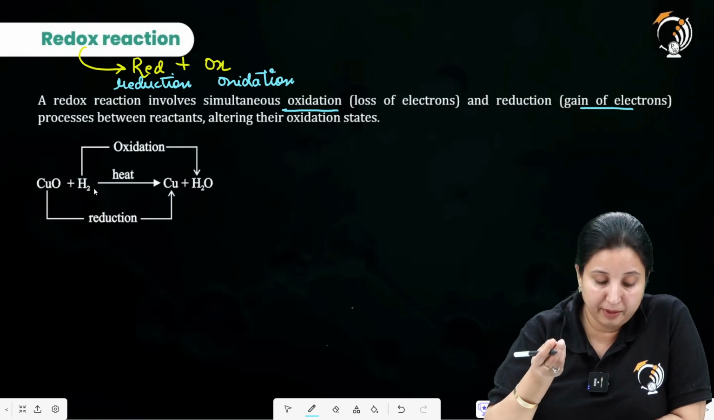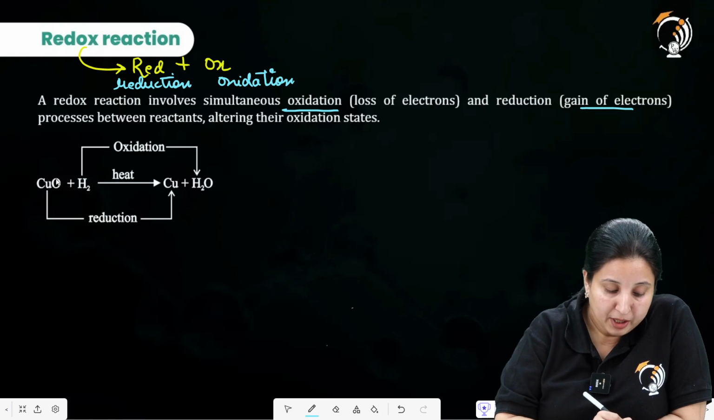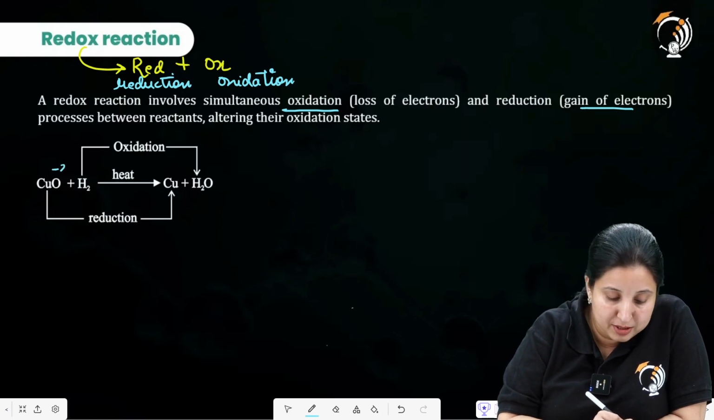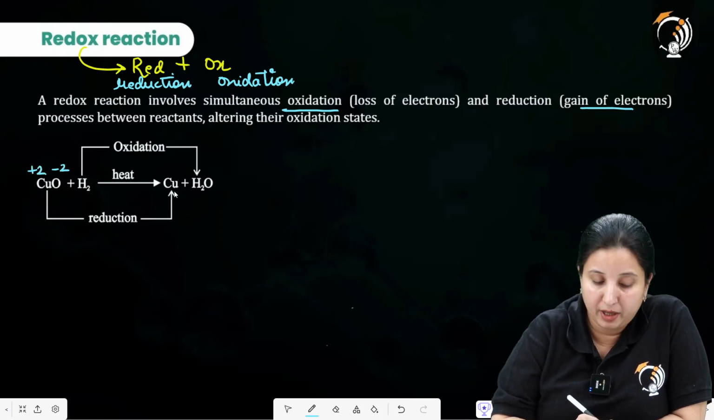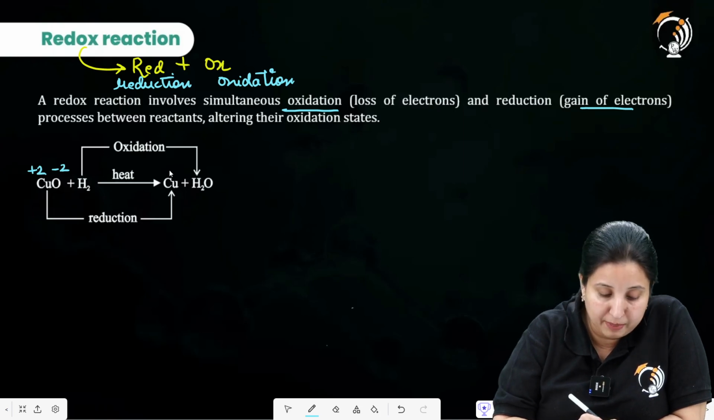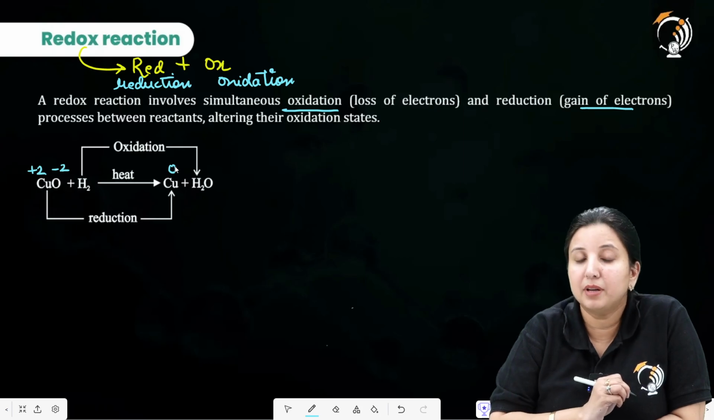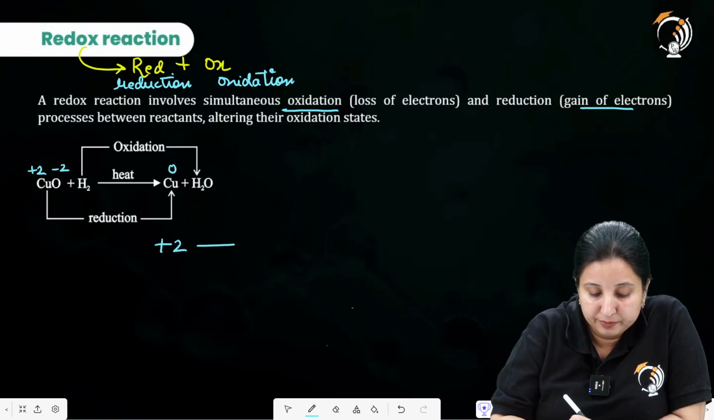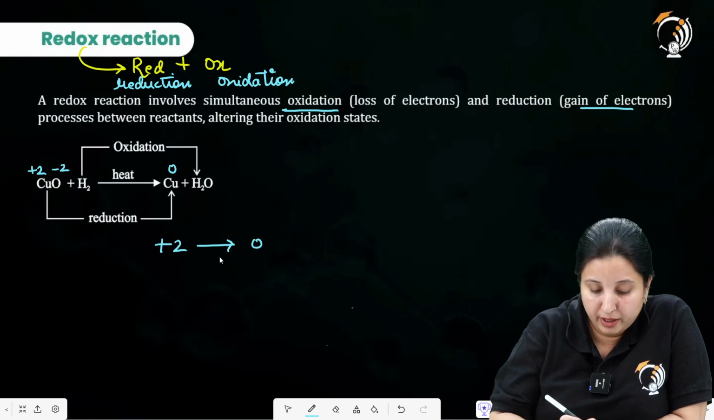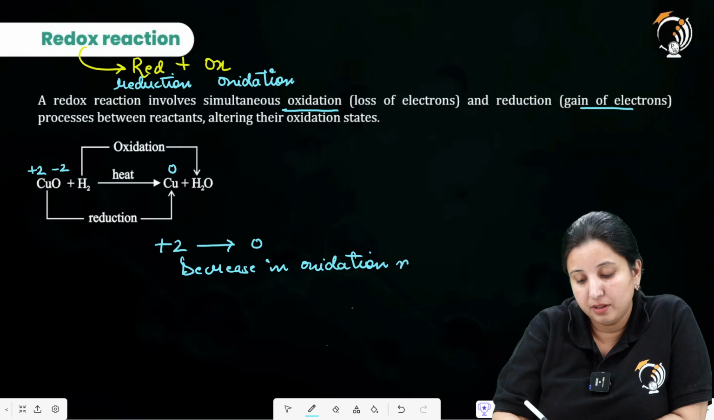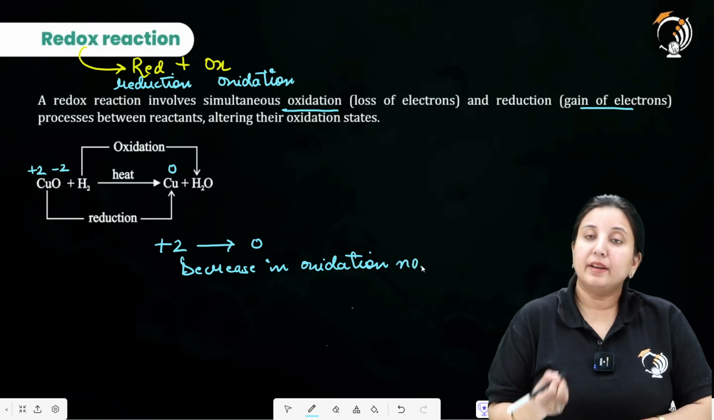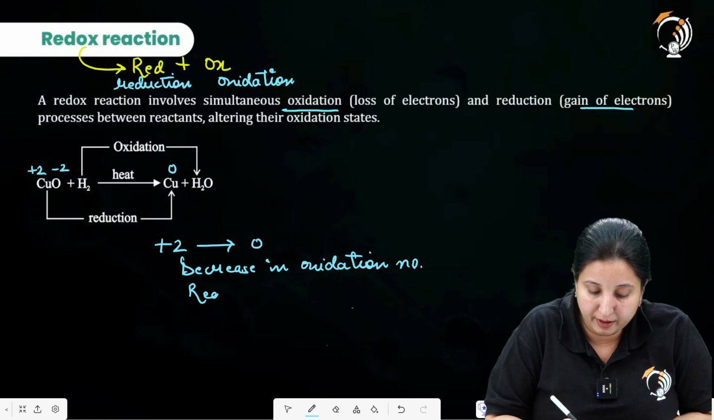Now in terms of the oxidation state, the oxidation state of the oxygen is -2. So copper is going to be +2. Now when it is converting into copper, what is happening? The oxidation number is changing from +2 to 0. So there is a decrease in oxidation number. When there is a decrease in oxidation number, reduction has taken place.